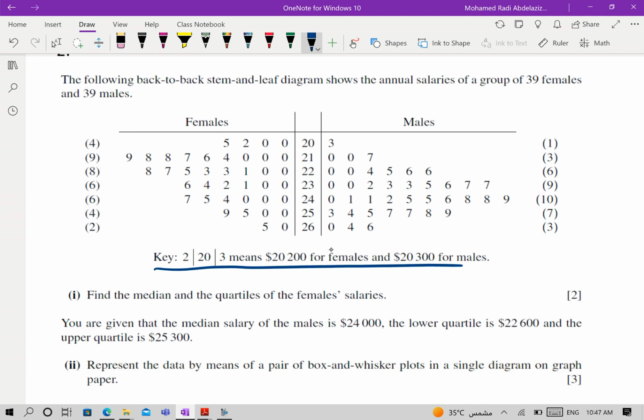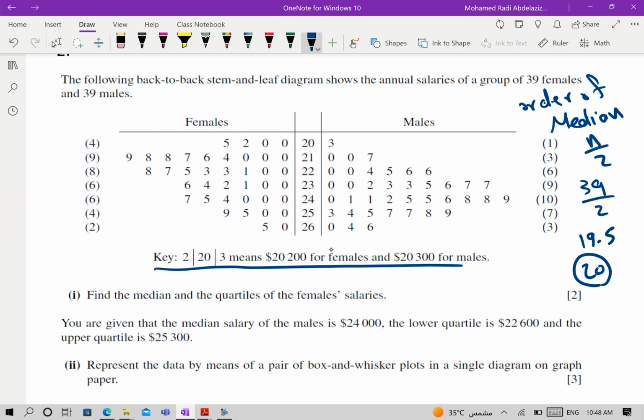Number 1. Find the median and the quartiles for females. I told you before, to get the order of the median, you can directly divide it by 2. But in this case, you have to round it up if it is a decimal, or if it is whole, we have 2 medians. The number is 39 divided by 2, which is 19.5, right? Rounded up will be 20. This is the order of the median. Number 20. Count: 1, 2, 3, up to 19, 20. Circle them.